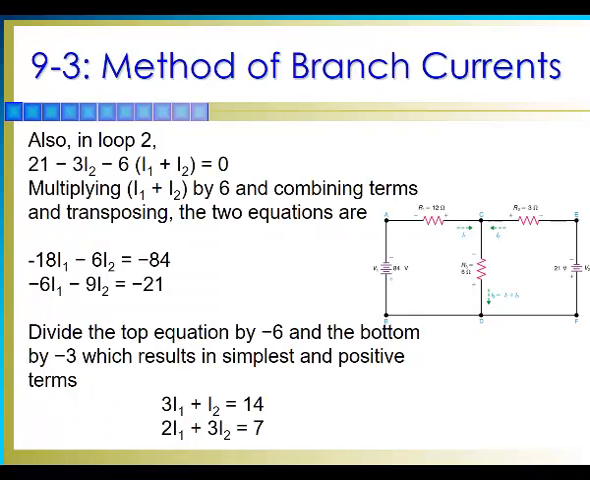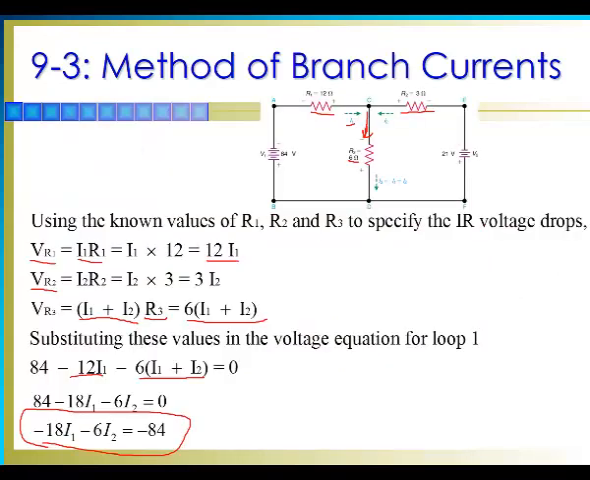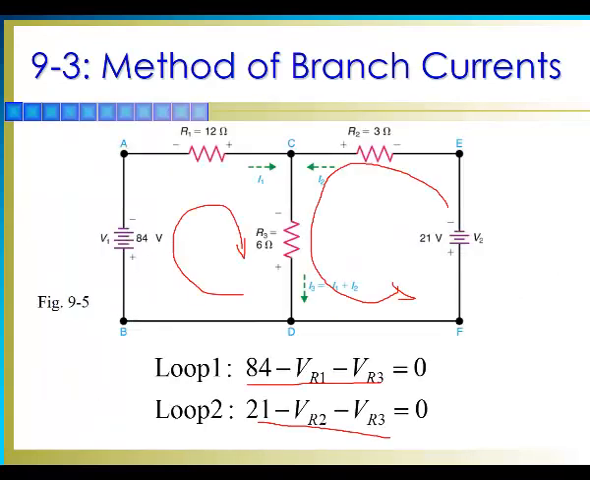Also in loop 2, we're going to plug in the values of the equations on loop 2. Let's go back to the equation for loop 2. This is the KVL, Kirchhoff's voltage law equation of loop 2, from the loop that goes in this direction. So we have 21 minus VR2 minus VR3.